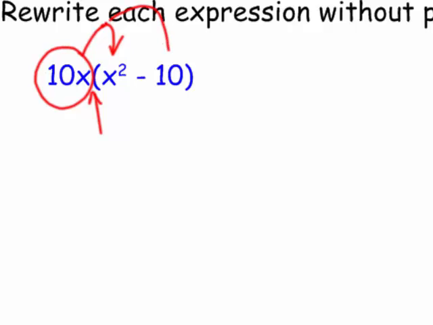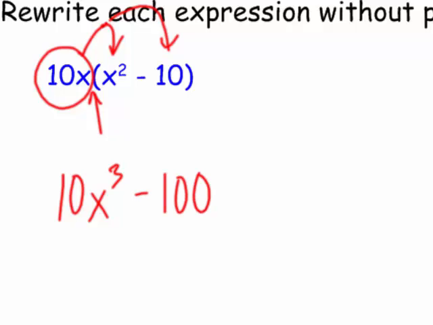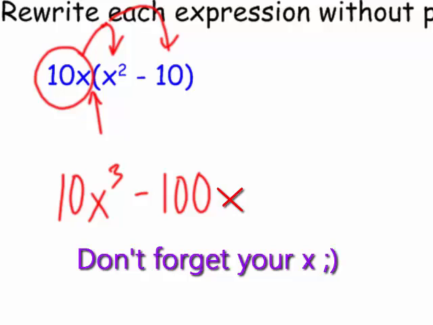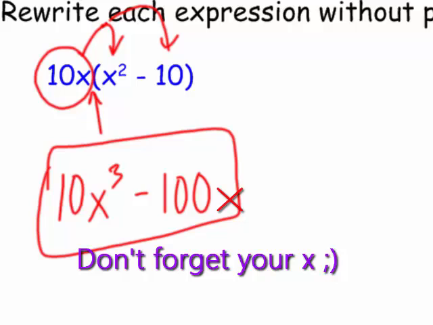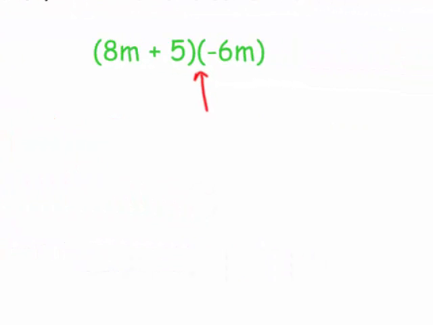So I just take the 10x and multiply by each term. 10x times x squared would give me, well, 10 doesn't get multiplied with anything, and x times x squared is x cubed, because we add our exponents. And then 10x times 10 would give us minus 100. Moving over here, I can't combine those like terms, so that's done. Over here, you could write this either way, right?